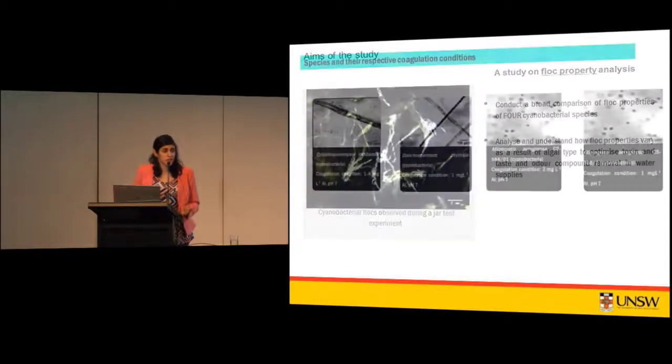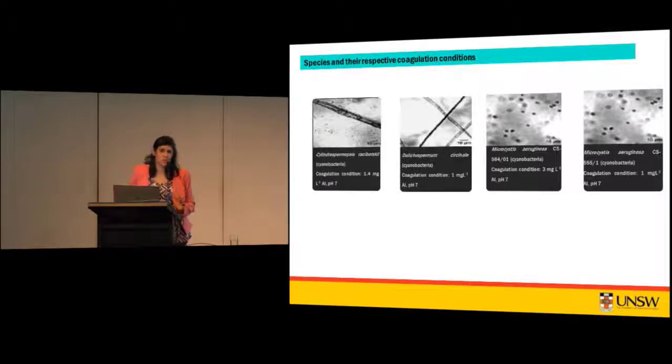Okay, so I started with 4 species plus 1, but the extra one is green algae, so I didn't include that one. We have 2 Microcystis, 564 and 555, and Cylindrospermopsis, and Anabaena, which changed the name, but it's still Anabaena for me. So anyway, it's 4 species. Okay, and this is the methodology.